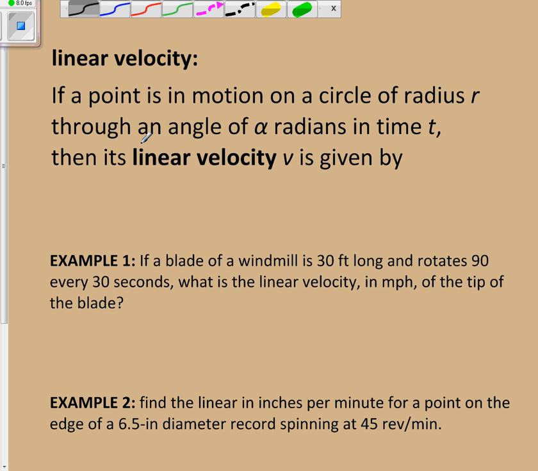What we're going to talk about today is linear velocity. We're going to talk about linear velocity in terms of our angular velocity. We talked about angular velocity in our previous video. Why do we want to talk about linear and angular velocity?